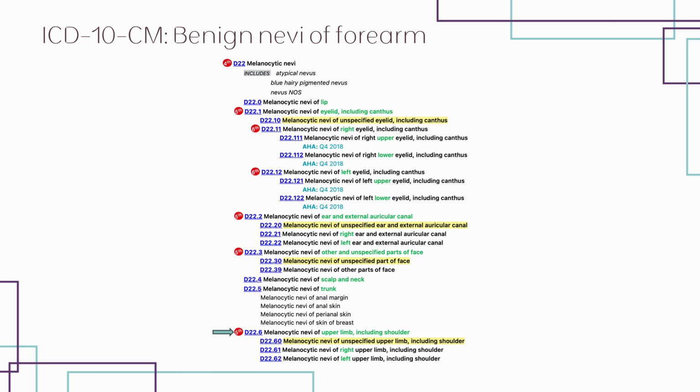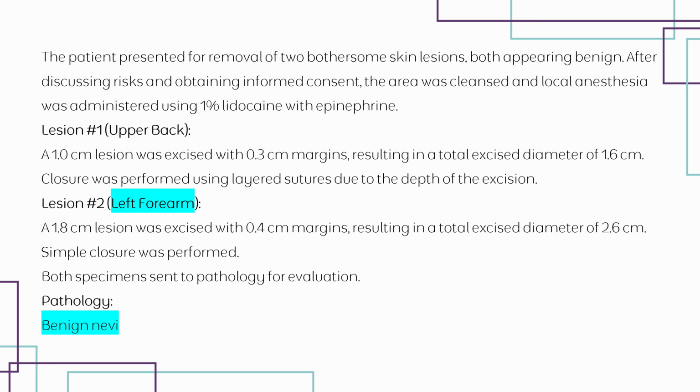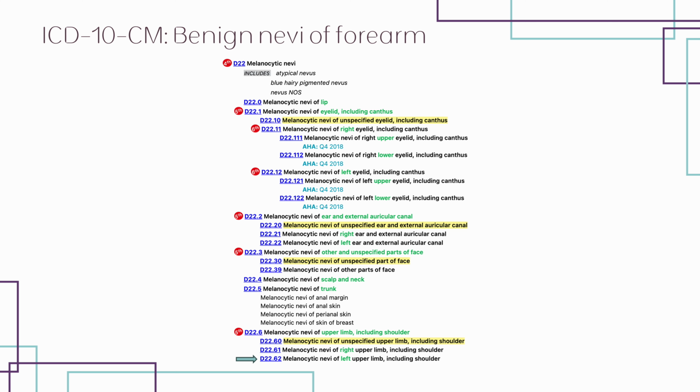Now that we've located D22.6, we need to select our fifth character. Jumping back to our scenario, we see that the lesion is on the forearm and it is located on the left side. So the correct code for the left side will be D22.62.